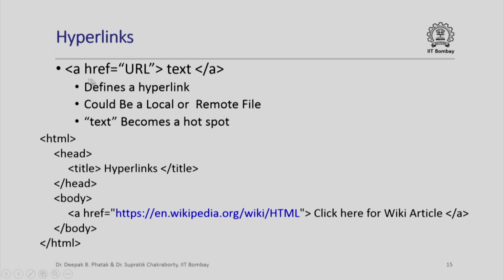In short, this tag pair defines a hyperlink. It could be a local or a remote file, and text sort of becomes a hotspot. If you click on that hotspot, suddenly you will be diverted to that particular new page. Here is an example of an HTML page which uses a hyperlink. Let us look at this.